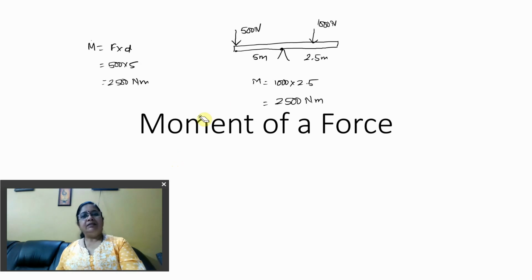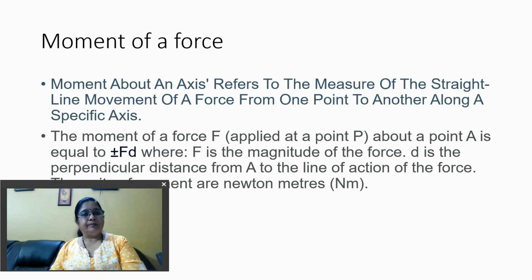Is that clear? This is how it works. Moment of a force is the turning effect about a pivot. Moment of the force is given by the magnitude of the force multiplied by the perpendicular distance. Let us see a few examples.